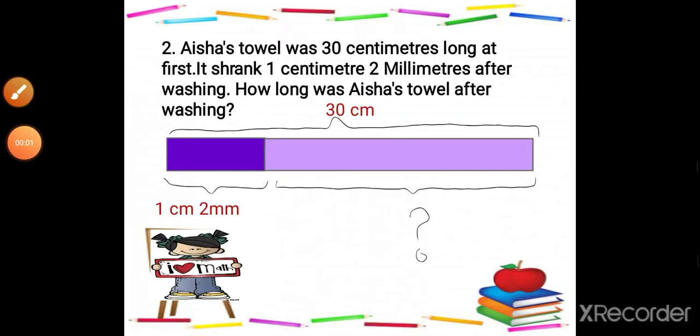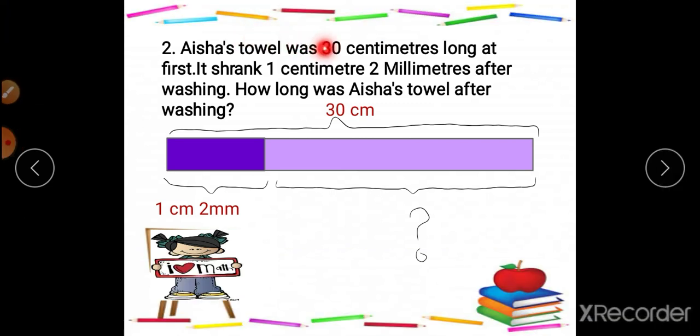You also have to follow all these 4 steps. Here we have our second problem: Aisha's towel was 30 centimeters long at first. It shrank 1 centimeter 2 millimeters after washing. How long was Aisha's towel after washing?